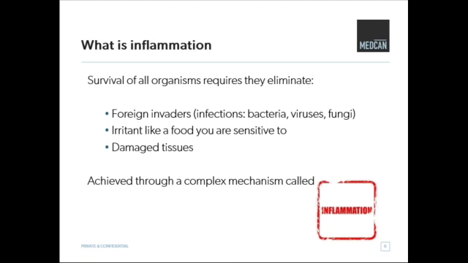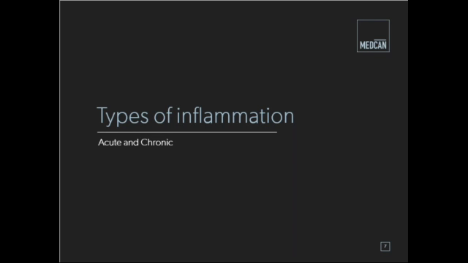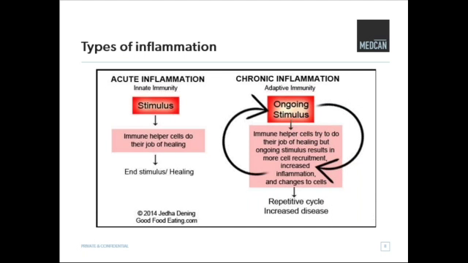So what is inflammation? Inflammation manifests itself when the immune system is poked by some kind of irritant, like a food you're sensitive to, an environmental toxin, a foreign invader like bacteria, or a viral infection, or even an injury. The inflammatory response to an invader or injury is essentially an immunological response, and it's characterized as acute or chronic. These are the two types of inflammation.